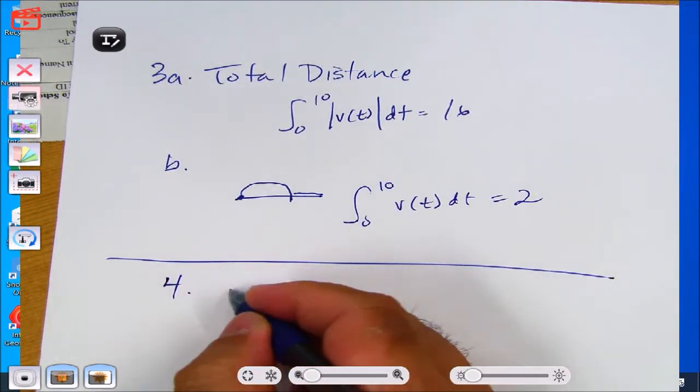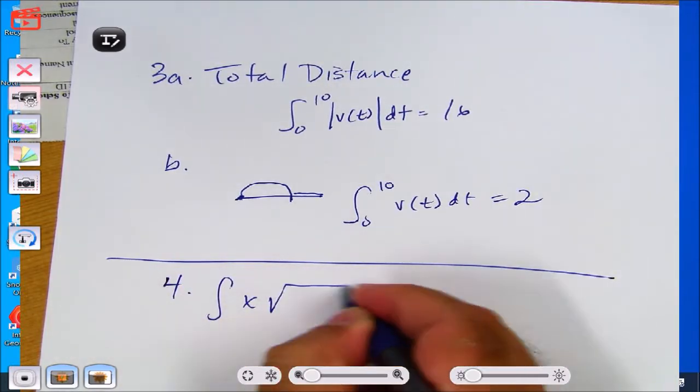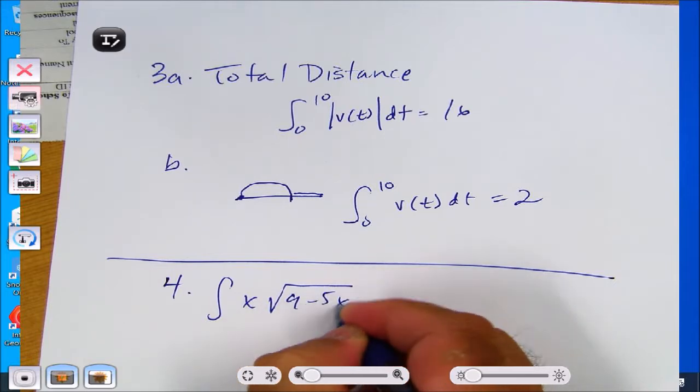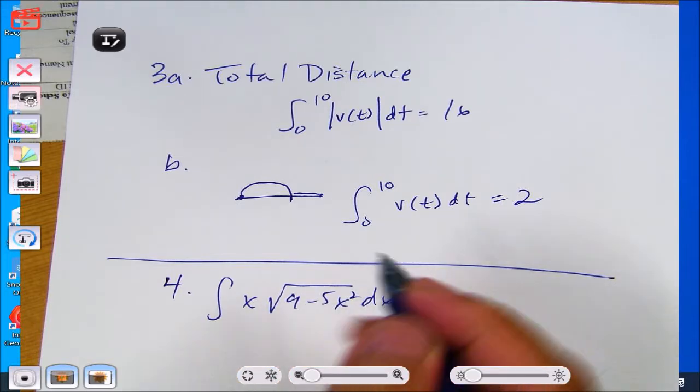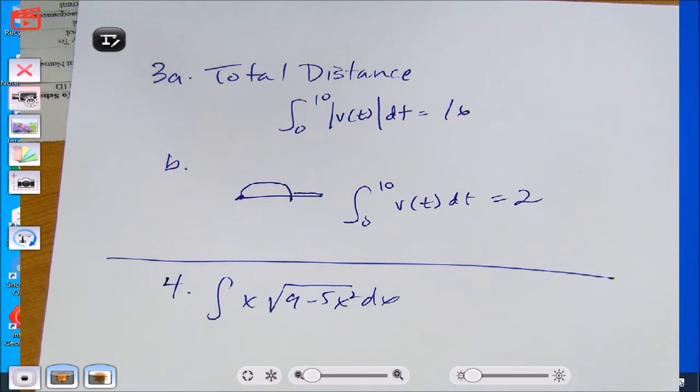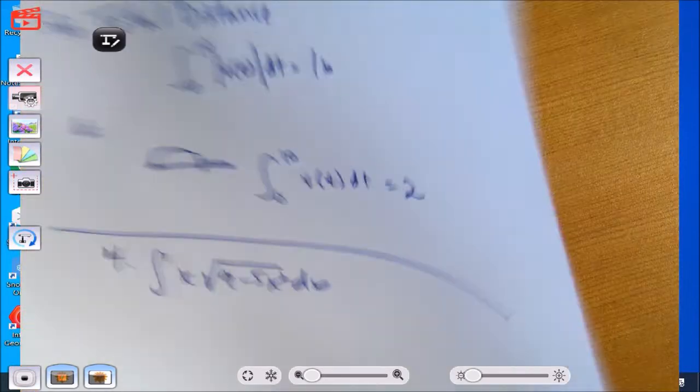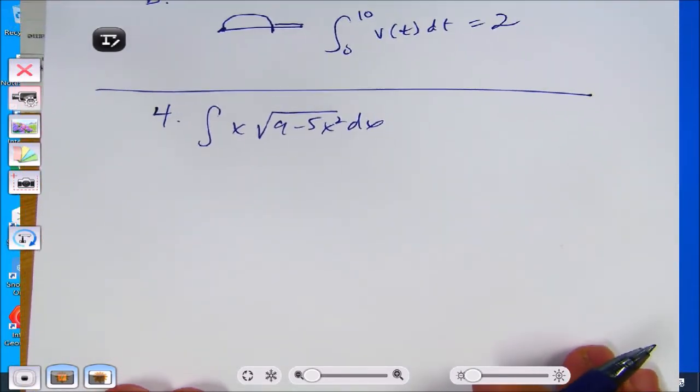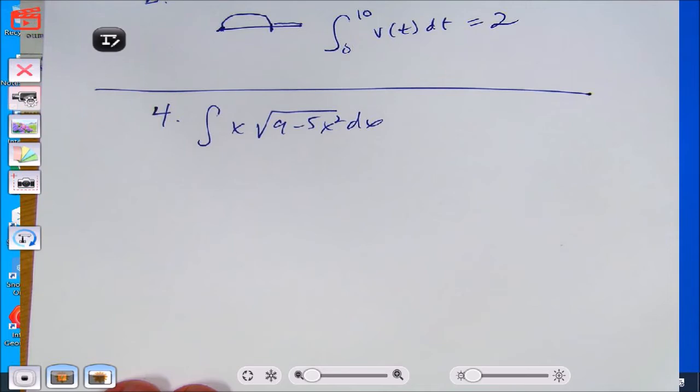U substitution. Number 4. This one says, the directions are stupid or mistaken. It says evaluate the following definite integrals, but only one of them is a definite integral. So all you're going to do here is just integrate. This is an indefinite integral. We're going to treat it as such. 7 is the only definite integral.